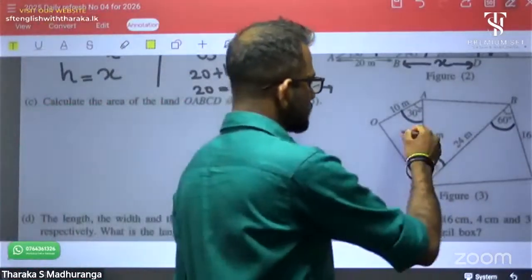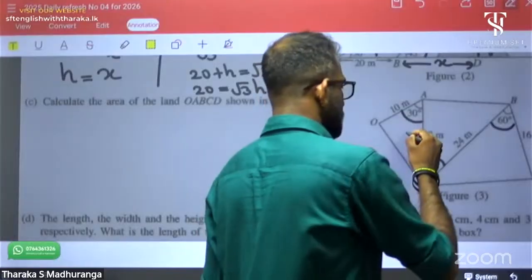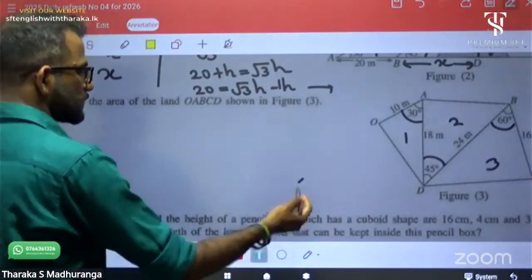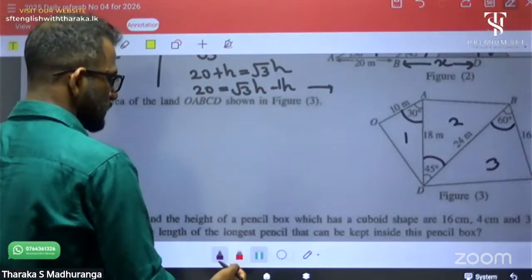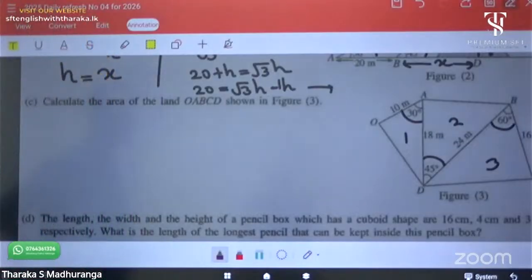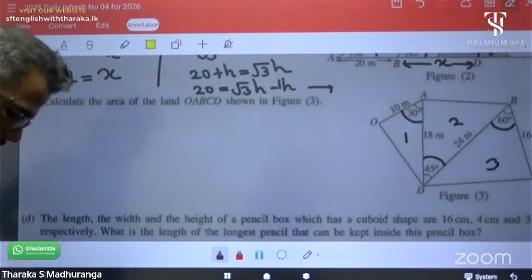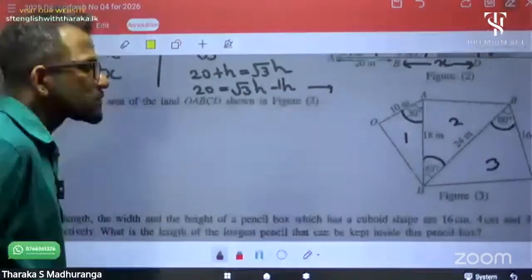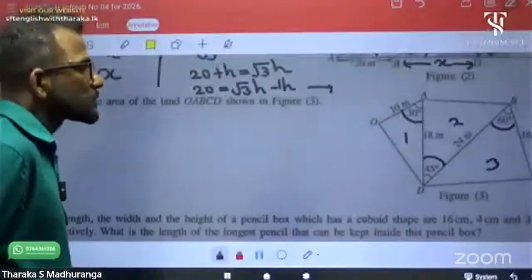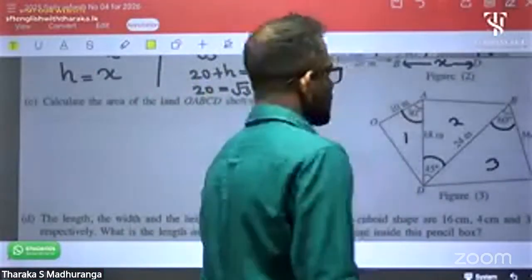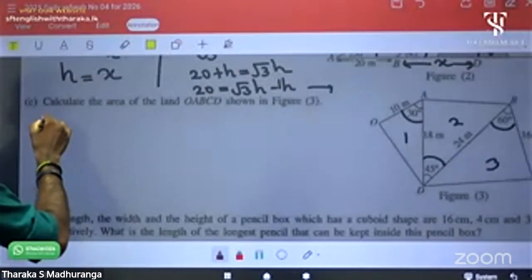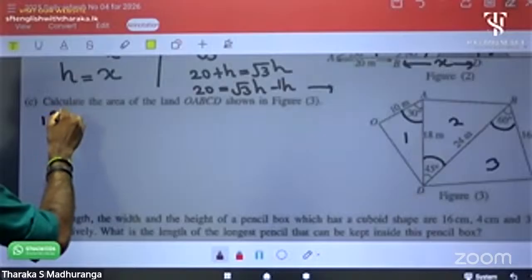Okay, I think this is the first triangle, the second triangle, and the third triangle. Now, first one. Now I am going to calculate the area of the first triangle.